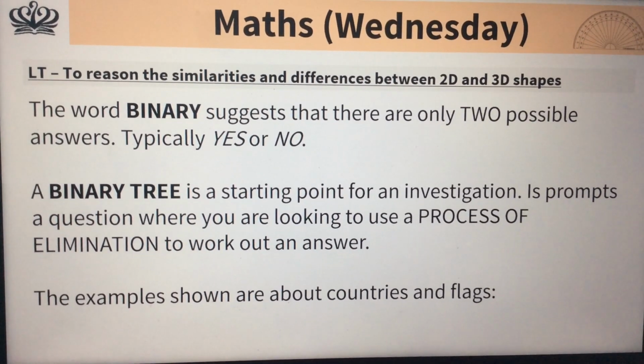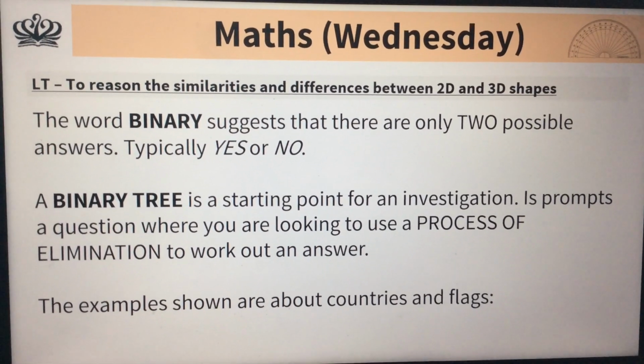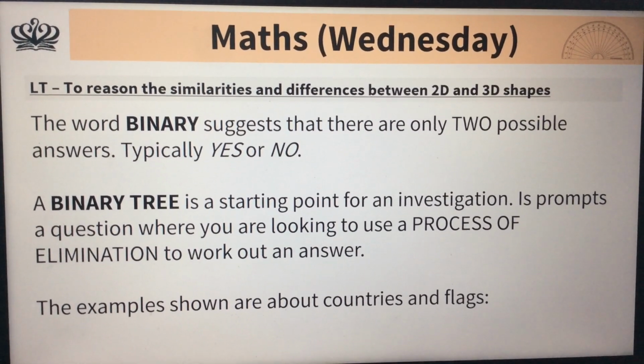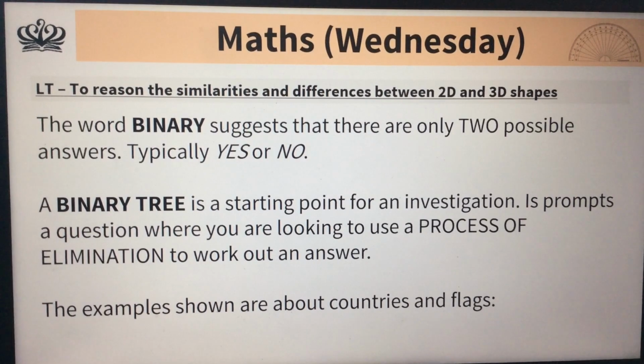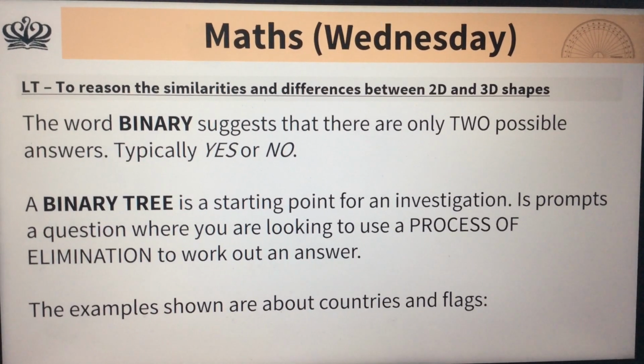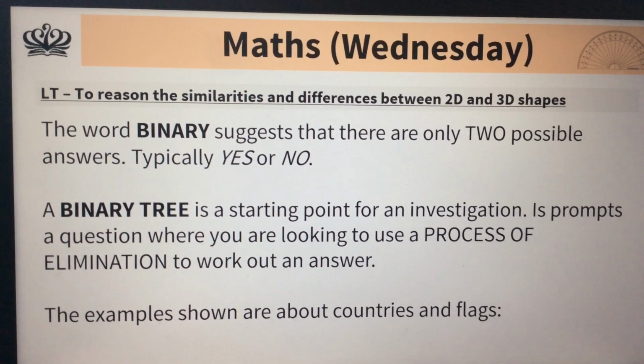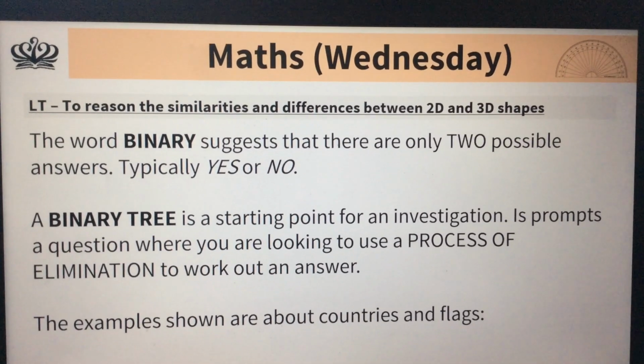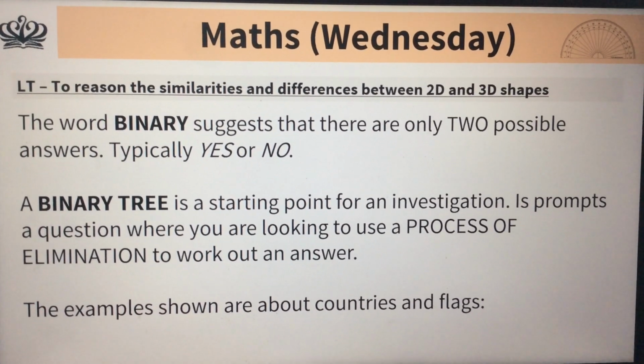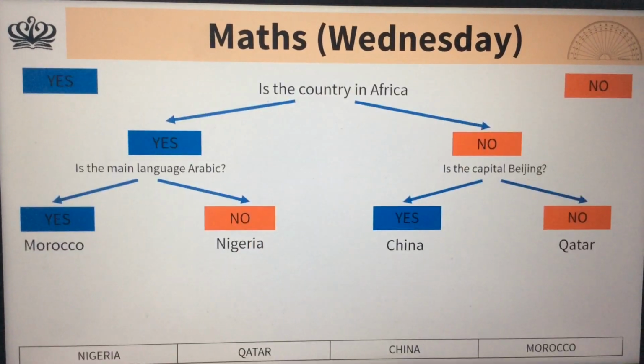So a binary tree is a starting point for an investigation. It prompts a question where you are looking to use a process of elimination to work out an answer. So you're going to start with several options and end with just one, going through a series of questions. Let's look at some examples and this will make a bit more sense.